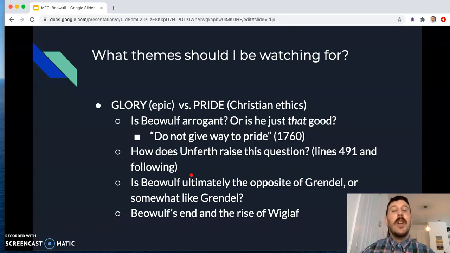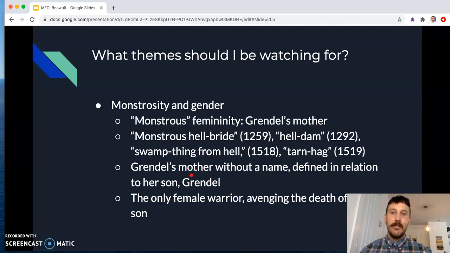So this text seems to be asking questions about whether Beowulf is rightfully claiming his glory, or if he is kind of exceeding the bounds of Christian humility and in fact being very prideful. Is Beowulf ultimately the opposite of Grendel, the Christian opposed to sin? Or is he a lot like Grendel, both of them kind of pursuing arrogant action? Finally, I want us to be thinking about monstrosity as it stems from sin, according to this text, and how this text relates monstrosity to gender, because Grendel is not our only monster in this text.